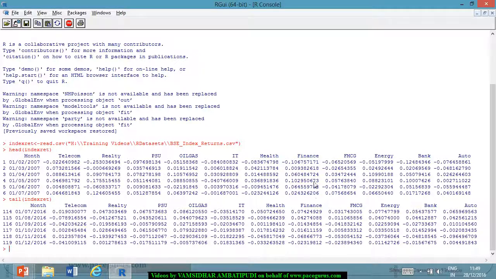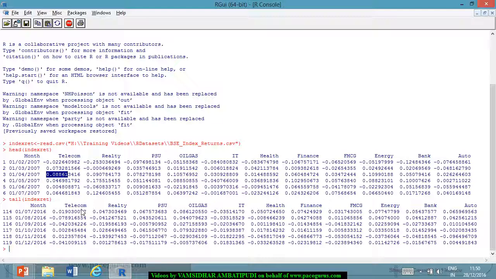And these are all the monthly returns of all the sectors. Telecom sector in February 2007 has given a loss of 2.2%, whereas in March it bounced back to a positive 7.3% return, and in April again it has gone to 8.8% return, and so on. That's the way you can interpret all the various sectors, right? Right from 2007 to 2016, how the monthly index values have changed during the period.